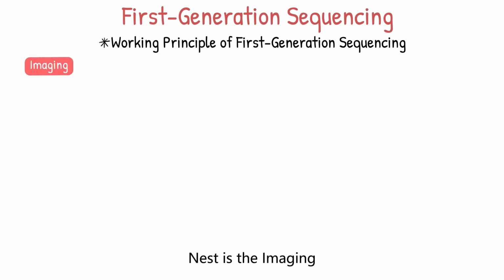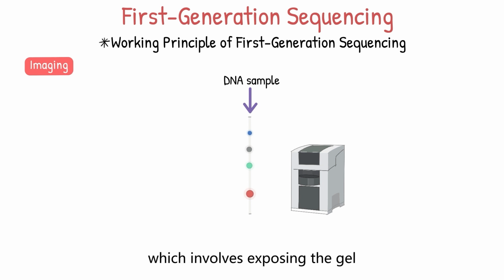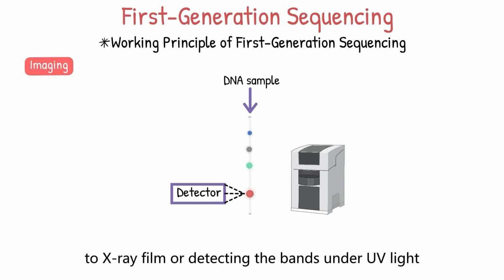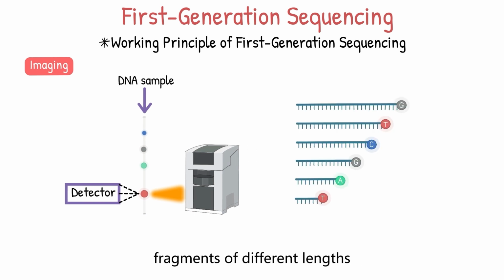Next is imaging. After gel electrophoresis, the DNA fragments are visualized using a process called autoradiography, which involves exposing the gel to X-ray film or detecting the bands under UV light. The dark bands correspond to DNA fragments of different lengths.